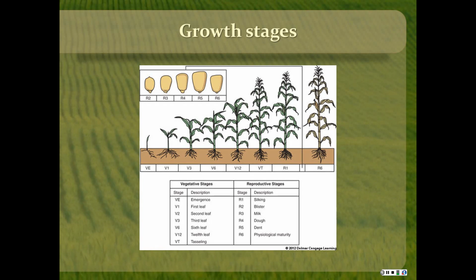And then there are the R stages for corn, for when it's actually developing seeds, kernels, and you can look at the kernels and determine which stage it's in. And there are similar growth stages in your book for wheat.